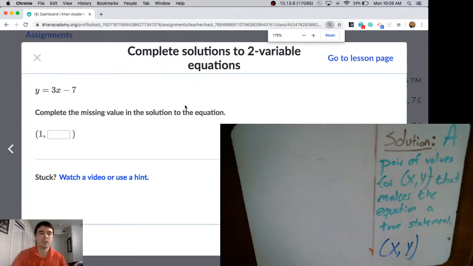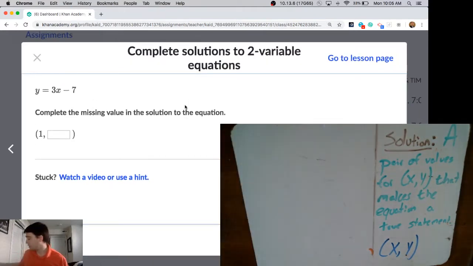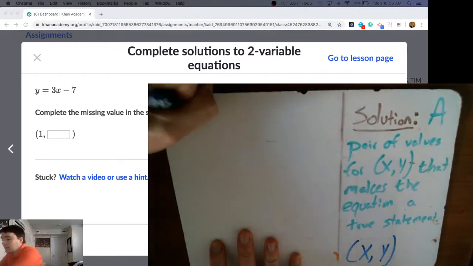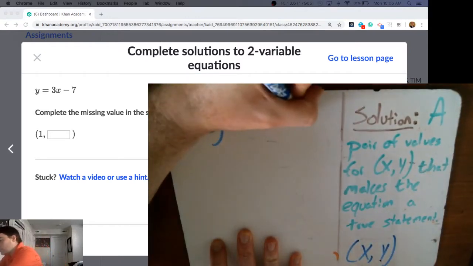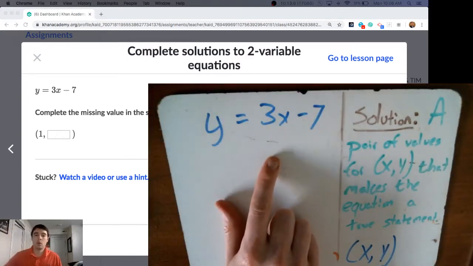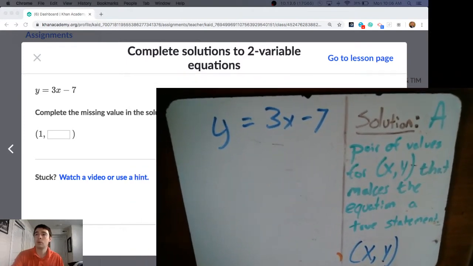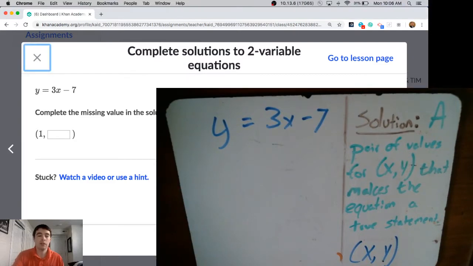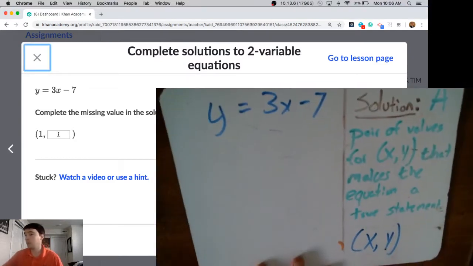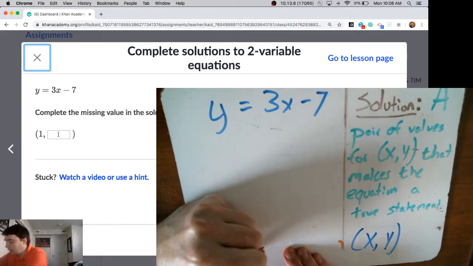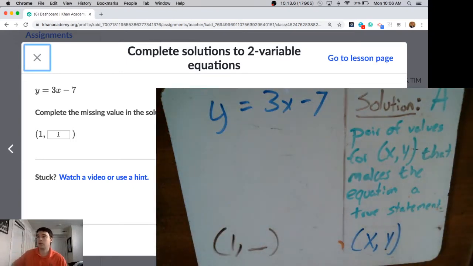The first equation we're going to consider here says y equals 3x minus 7. So we see it's one of those two variable equations. I'm going to make the whiteboard slightly larger. And for this equation, they want us to complete the missing value in the solution to the equation. So we see this ordered pair right here that says 1 in the first number, comma, and a blank number in the second. So at the bottom of this whiteboard, I'm going to go ahead and write an ordered pair that says 1, comma, and a blank spot, because that's really what we're trying to figure out here.